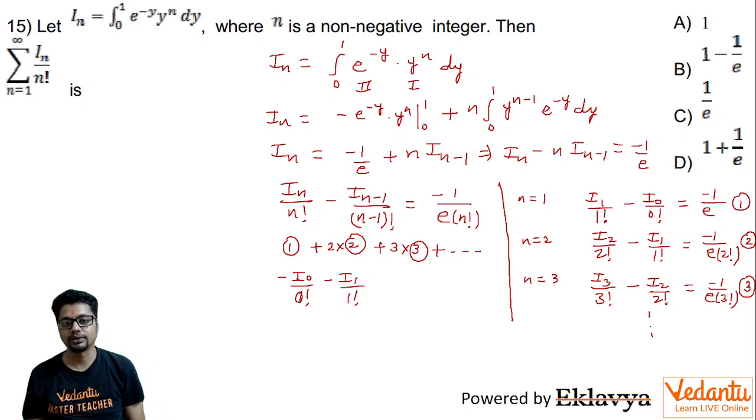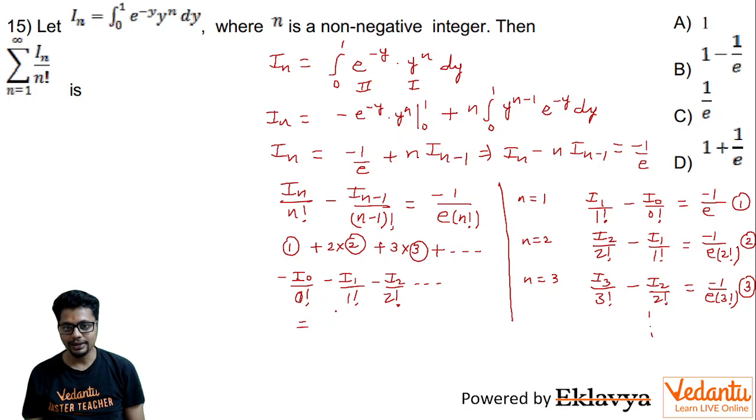Of course 0 factorial and 1 factorial are both 1, but for consistency and exactness, let's call it I naught by 0 factorial. Similarly, 2 I2 by 2 factorial minus 3 I2 by 2 factorial, so you get minus I2 by 2 factorial. So and so forth, you would be getting minus I3 by 3 factorial, minus I4 by 4 factorial. This is what you would get on the left hand side. What about the right hand side?